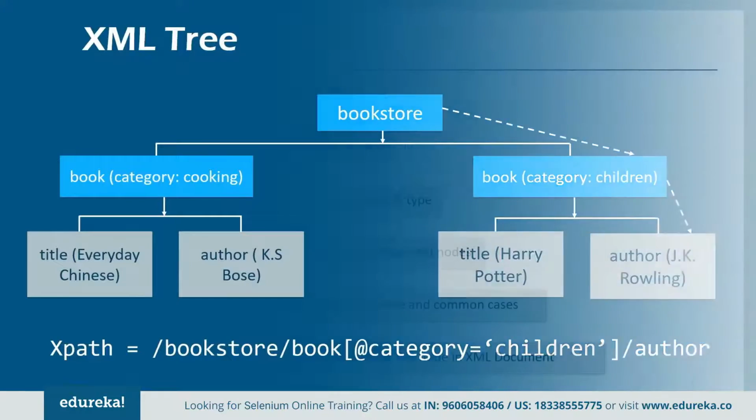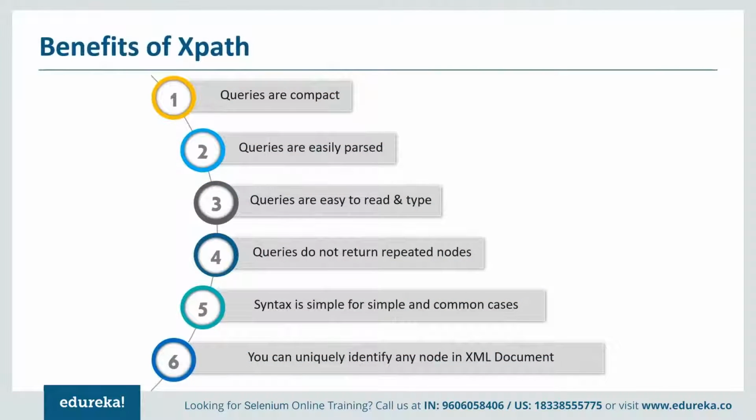Now let's see some benefits of XPath. XPath queries are compact and easily parsed. And the syntax is very simple for simple and common use cases. XPath queries are easy to read and type, and they do not return repeated nodes. And also you can uniquely identify any node in an XML document, and query strings are easily embedded in programs, scripts, and XML documents. So these are a few benefits of XPath.